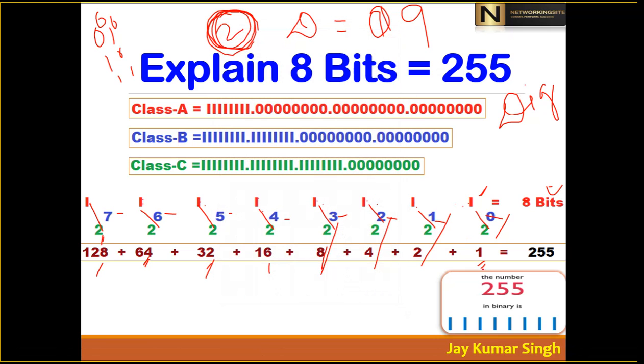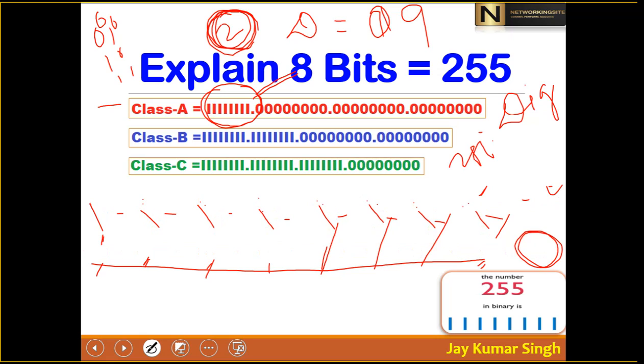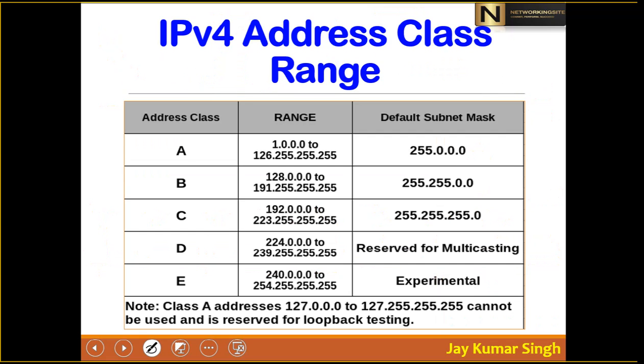So if you count all these numbers, if you calculate, all is 255, right? That's why in class A, in this bit, how many bits does it have? It has 8 bits, so when it calculates in decimal, it is 255. So that's why, see here, it is 255.0.0.0, right?